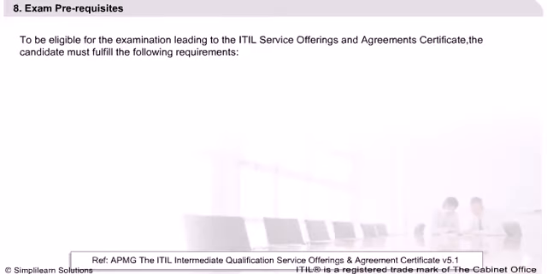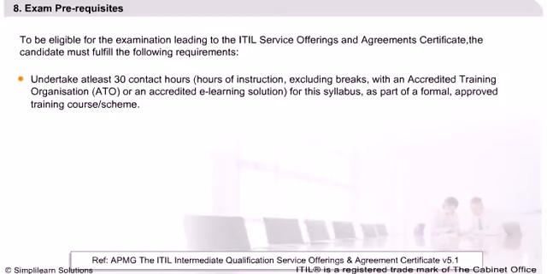To be eligible for the examination leading to the ITIL Release, Control and Validation Certificate, the candidate must fulfill the following requirements: undertake at least 30 contact hours of instruction, excluding breaks, with an accredited training organization, ATO, or an accredited e-learning solution, for this syllabus, as part of a formal approved training course scheme.